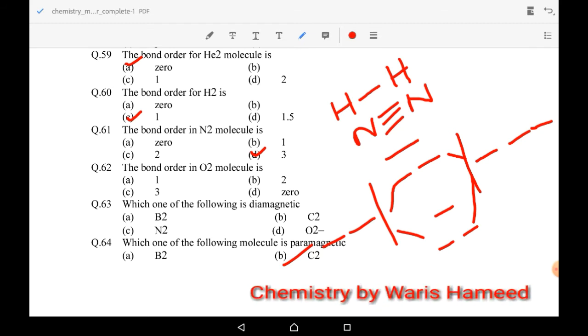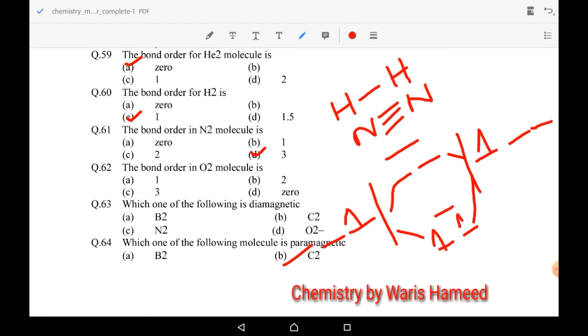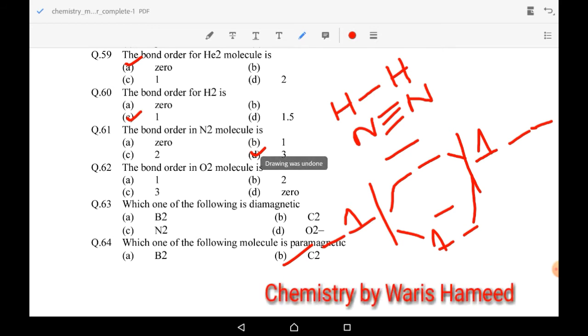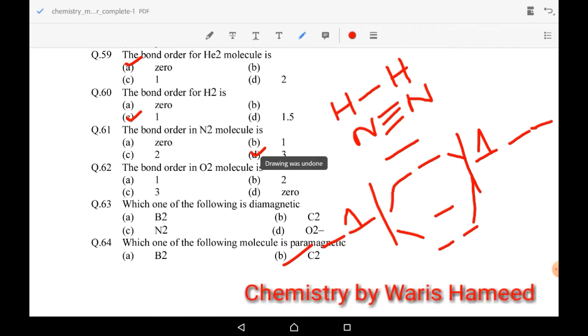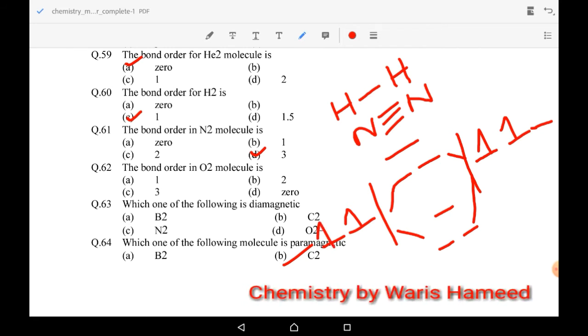In case of boron, there are 5 electrons and p orbital has just 1 electron. So here is the single and single. It's a paramagnetic molecule. In case of carbon, it becomes diamagnetic. How does it become diamagnetic? Carbon has 6 electrons, so there are 2 electrons in p orbital. So here will be paired electrons in bonding molecular orbital. So it's diamagnetic.